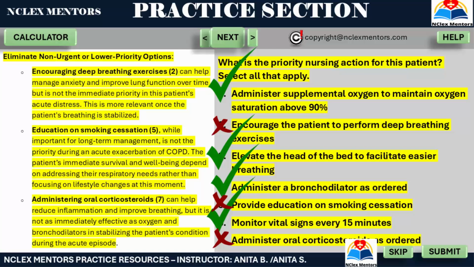Eliminate non-urgent or lower priority options. Encouraging deep breathing exercises, 2, can help manage anxiety and improve lung function over time, but is not the immediate priority in this patient's acute distress. This is more relevant once the patient's breathing is stabilized. Education on smoking cessation, 5, while important for long-term management, is not the priority during an acute exacerbation of COPD. The patient's immediate survival and well-being depend on addressing their respiratory needs rather than focusing on lifestyle changes at this moment. Administering oral corticosteroids, 7, can help reduce inflammation and improve breathing, but it is not as immediately effective as oxygen and bronchodilators in stabilizing the patient's condition during the acute episode.